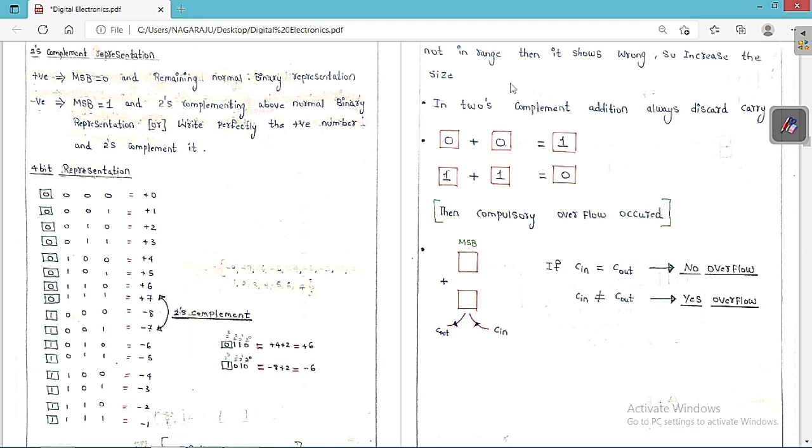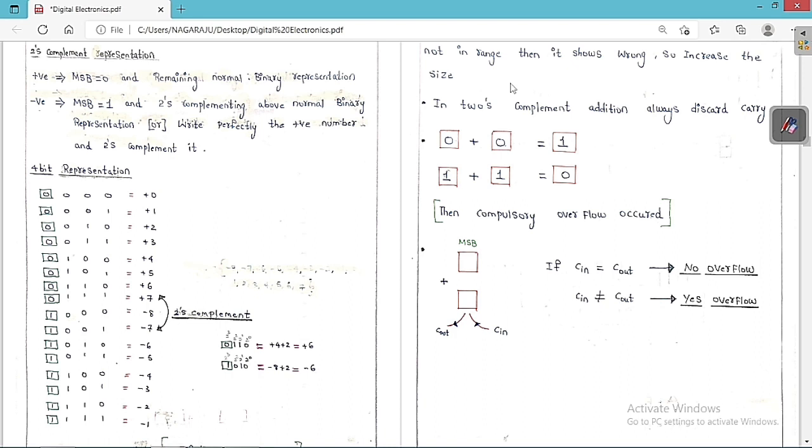If you take 2 numbers in the range and if you add them, and the result is in the range, then it shows correct. If it is not in the range, then it shows wrong. So increase the size. Suppose you take any 2 numbers in the range and do addition, if the resultant is also in the range, then you are going to get the correct result. But if it is outside the range, then you are going to get the wrong result. Then you have to increase the number of bits to cover that range also. That is the only thing that you can do.